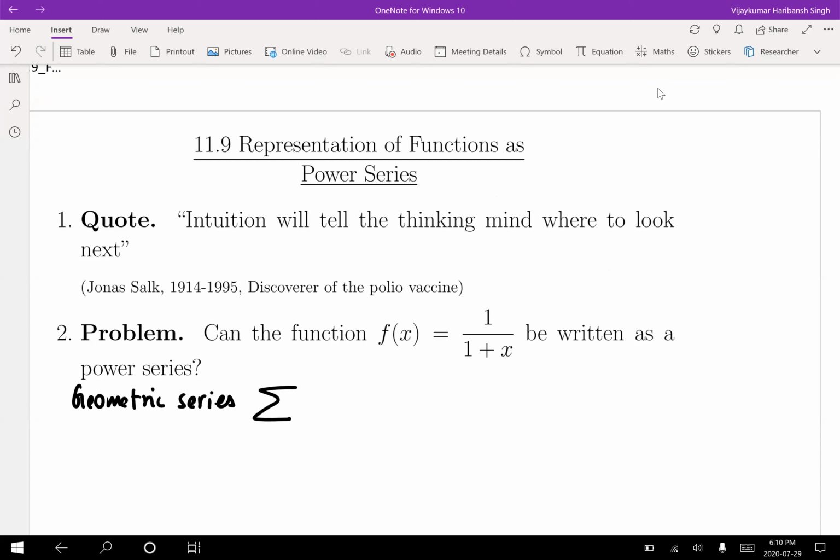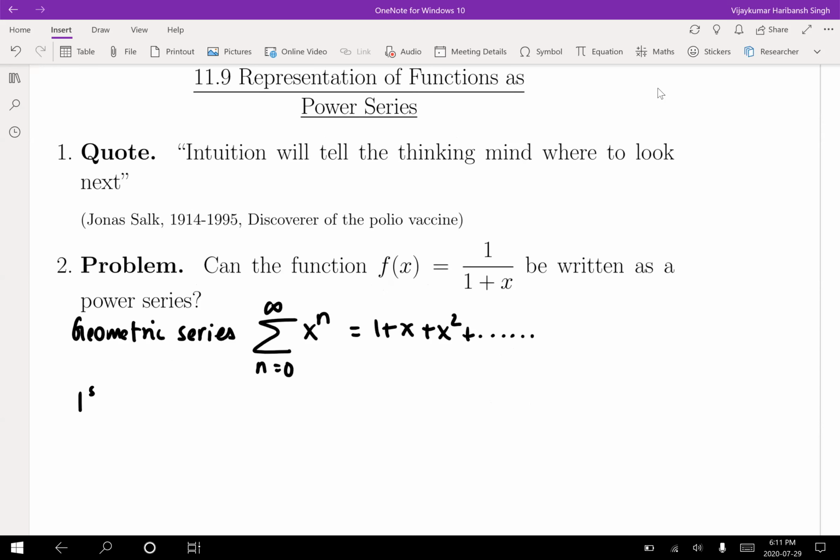Summation n equals 0 to infinity of x to the power n. So consider this geometric series. This is 1 plus x plus x squared, and so on and so forth. So the first term, which is usually written as a, is 1, and the common ratio r is x. So it converges if the absolute value of x is less than 1.